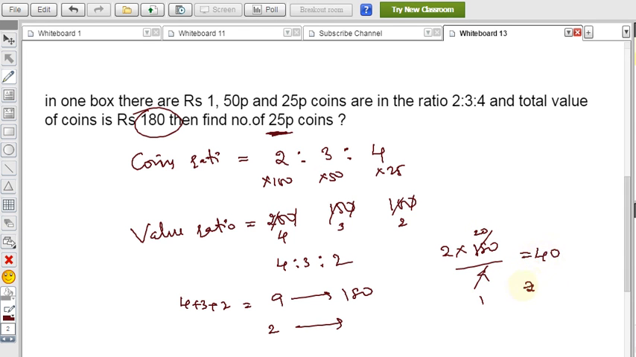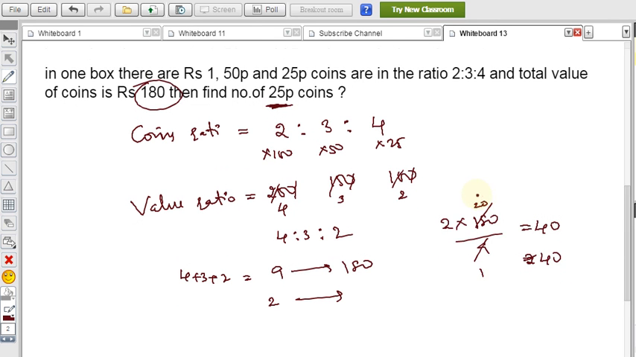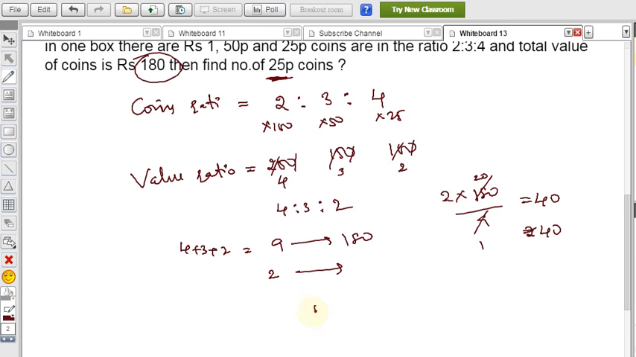Now rupees 40, because this is the value we got. So the 25 paisa coins value is rupees 40. Then the number of 25 paisa coins, for total 40 rupees, is 40 × 4, because for every 1 rupee there are 4 25 paisa coins. So 160 coins. 25 paisa coins are 160.